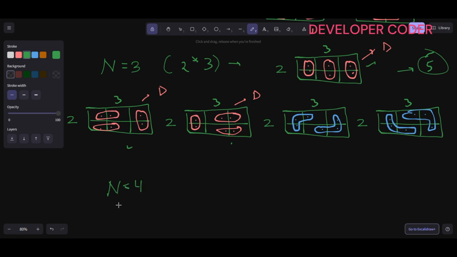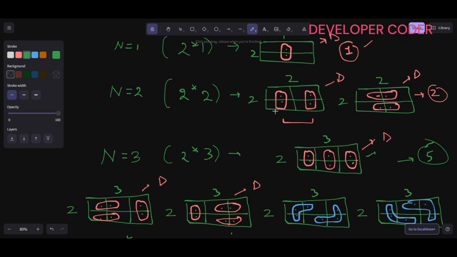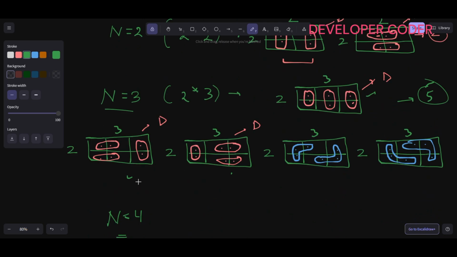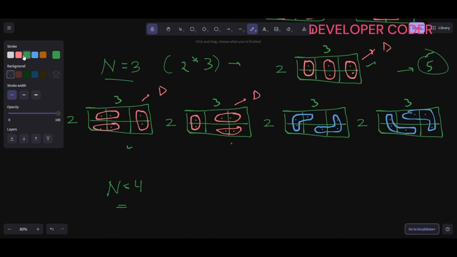Here you see, with n equal to 1, your output is 1. With n equal to 2, your output is 2. With n equal to 3, your output is 5. Now for n equal to 4, how many different ways of tiling can we form? Let's see that. But before proceeding with n equal to 4, let's do one thing. First let me show you using this tromino. Before proceeding, n equal to 4 means 2 into 4.